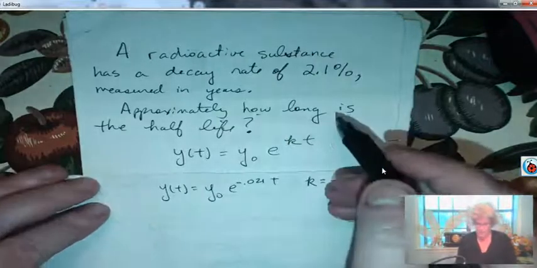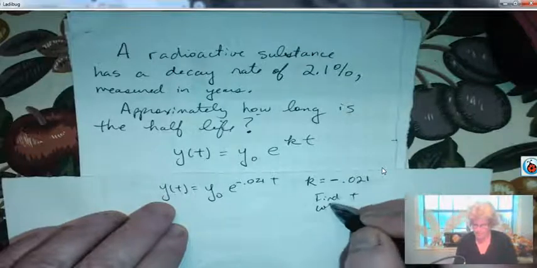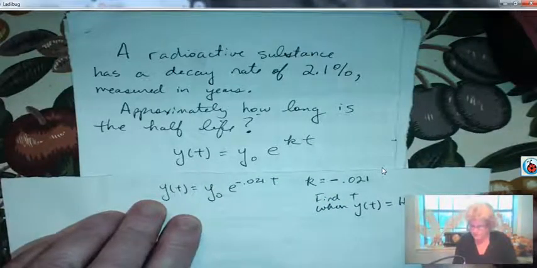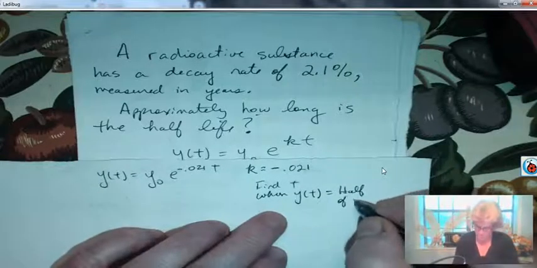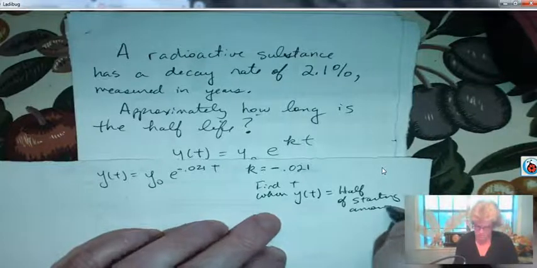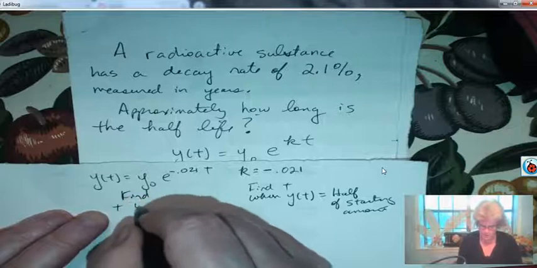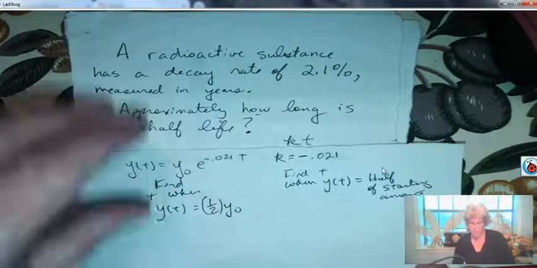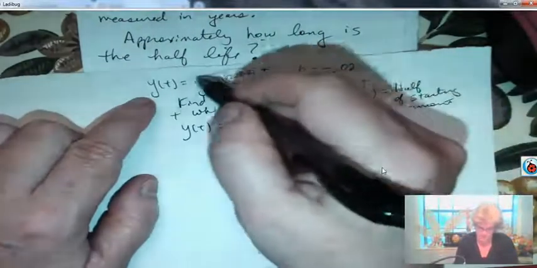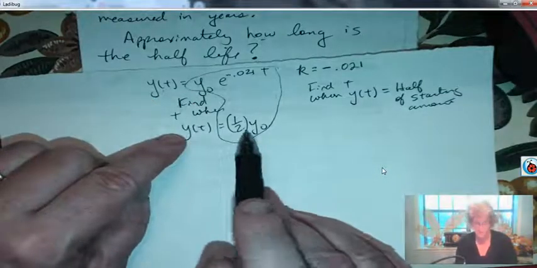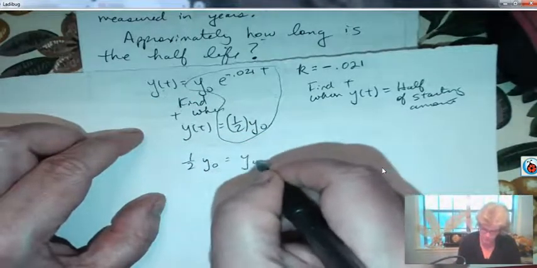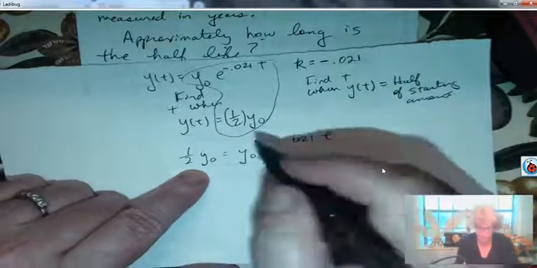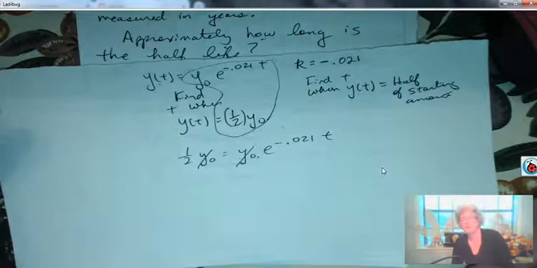Now, how long means we want to find t when the amount after time t is half of what we started with. So we want to find t when y of t is equal to 1/2 times what we started with. Okay, well, you put these equal to each other because that's y of t and that's y of t, so put them equal to each other. And we can see now again the y naughts cancel. You can divide both sides by y naught because we know what you start with is not going to be 0.